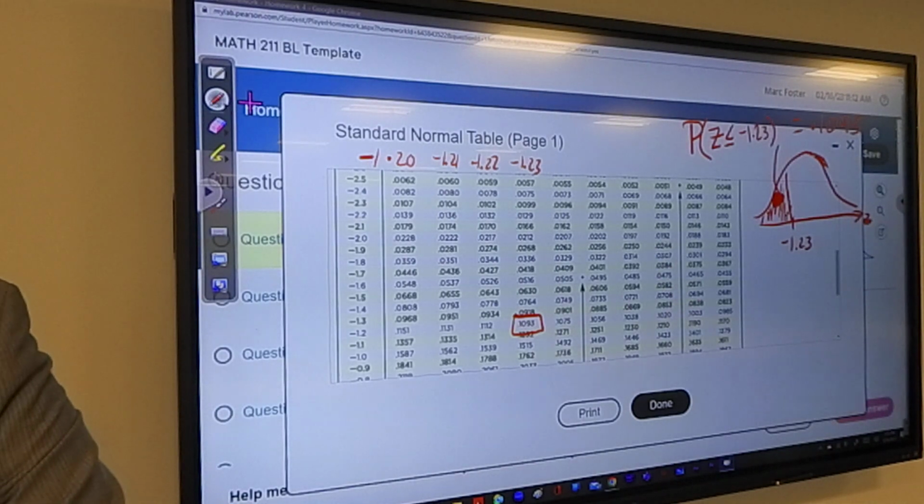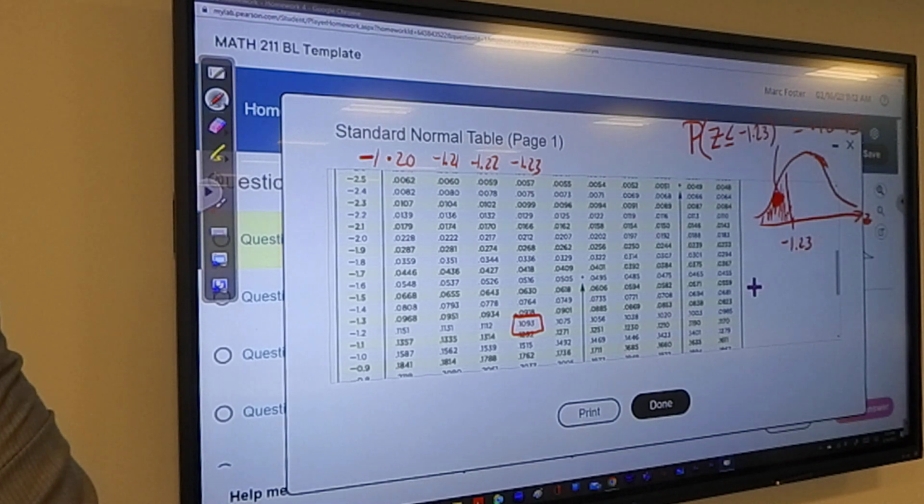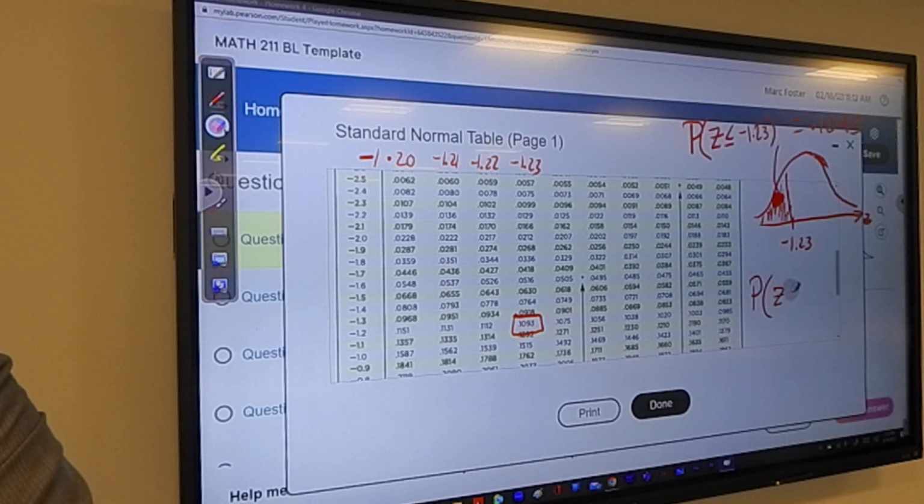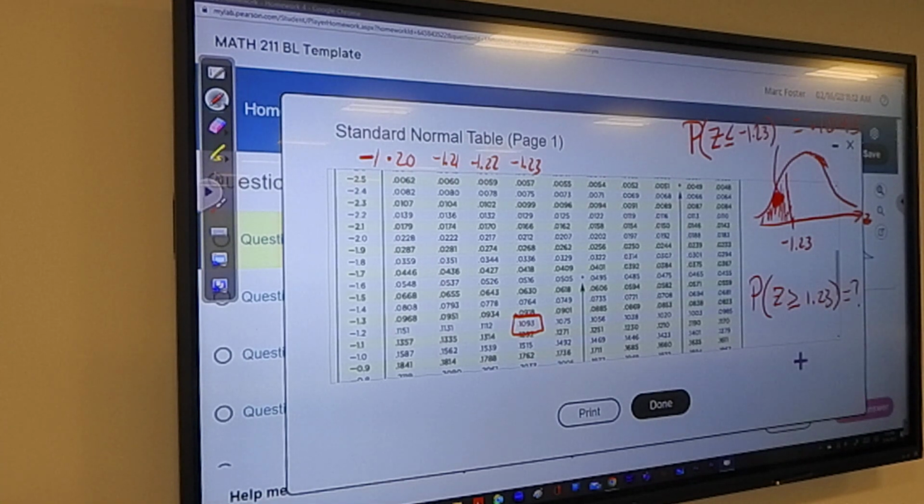I'm curious though, before we go on, what would you think is the probability that we saw some z that is bigger than or equal to positive 1.23? Without looking anything up.